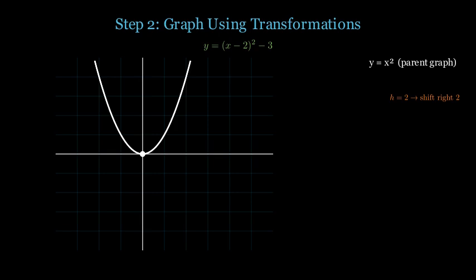The h equals 2 inside the brackets tells us to shift the whole graph 2 units to the right. Every point slides horizontally, but the shape stays exactly the same. The k equals -3 outside the brackets shifts the entire graph down by 3 units. Again, the shape is unchanged, only its position moves, landing the vertex at 2, -3, exactly where our algebra predicted.